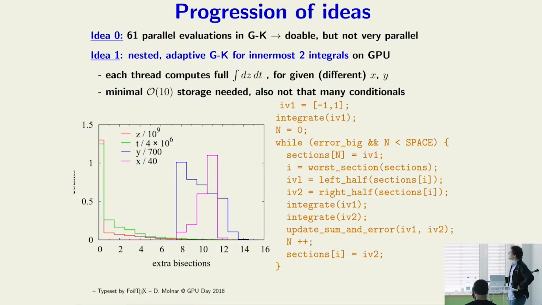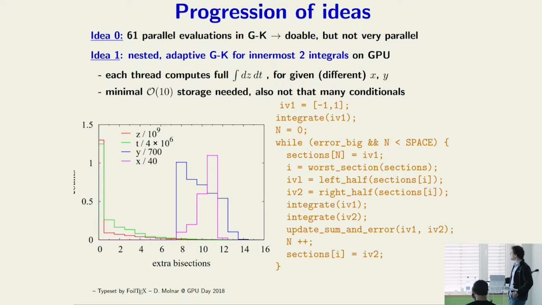So the next one was, let's put the innermost two loops on the GPU. In each thread, I am going to do this 2D integral as I wrote, a nested 1D integral. The code is kind of like this. I won't go through much. It basically integrates over the full interval. Then there is a loop here which runs until the error is small enough, or you run out of space because you have to store all these sections.